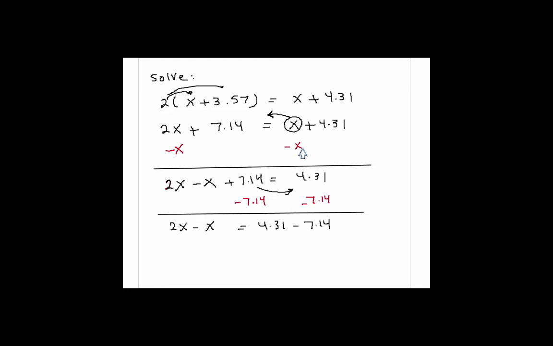So you can do these two steps in one step, separating the variable and the numbers that way. Or you can subtract x from both sides of the equation and subtract 7.14 from both sides of the equation to obtain this result.